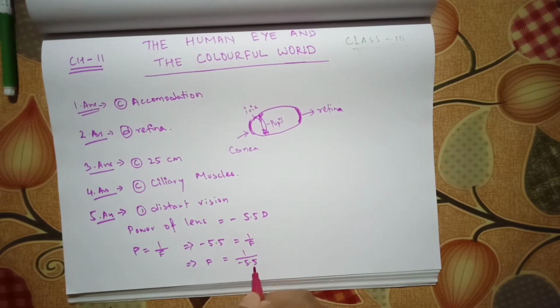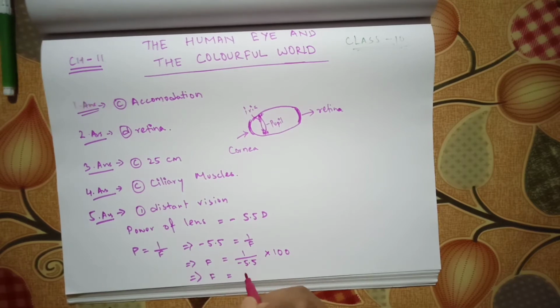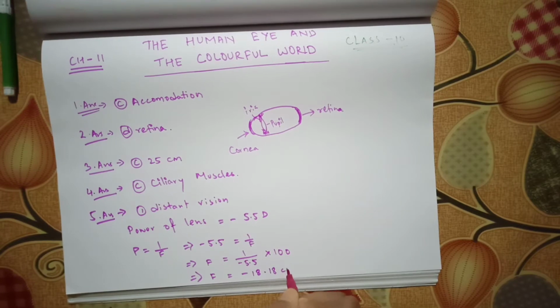diopter. Now this value is in meter. We have to convert it into centimeter. So how can we convert this into centimeter? By multiplying it with 100. After multiplying it with 100, we will get the answer F is equal to minus 18.18 centimeter.